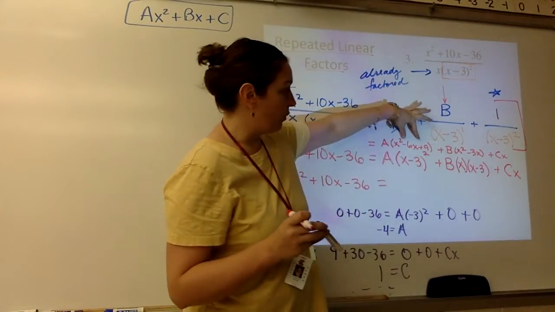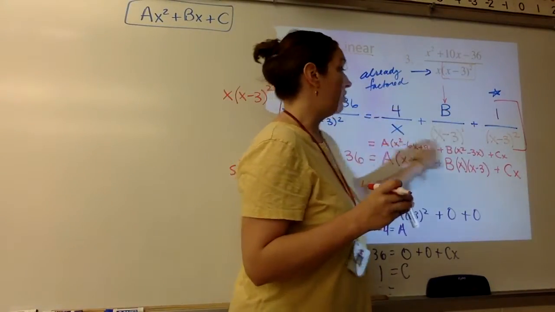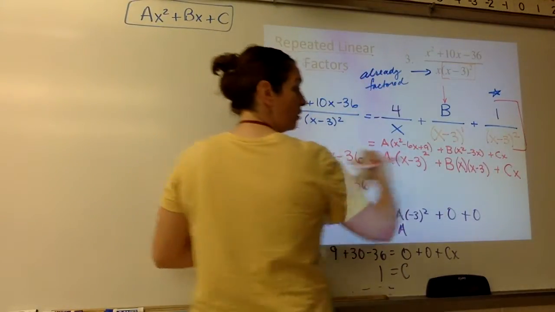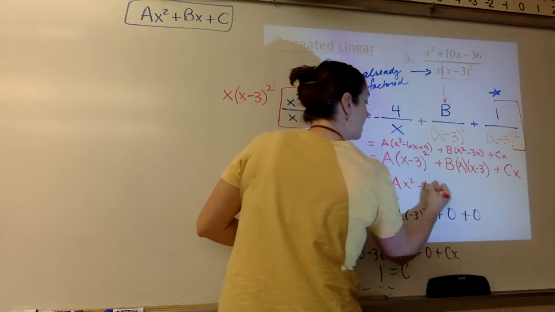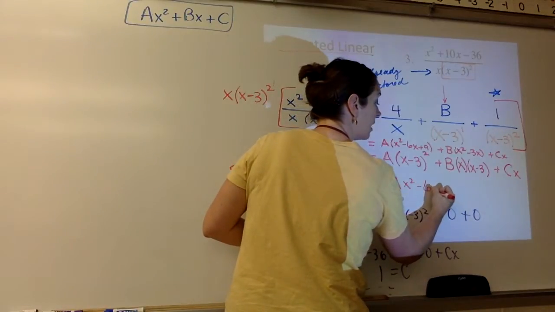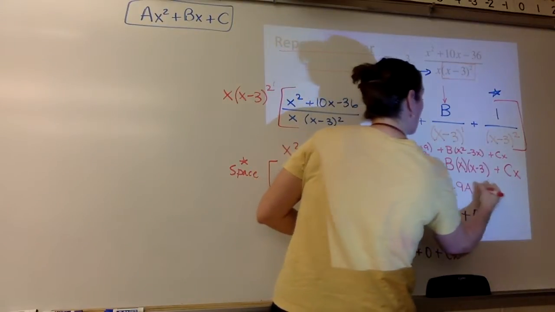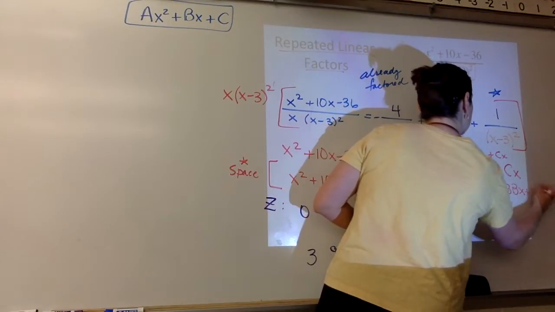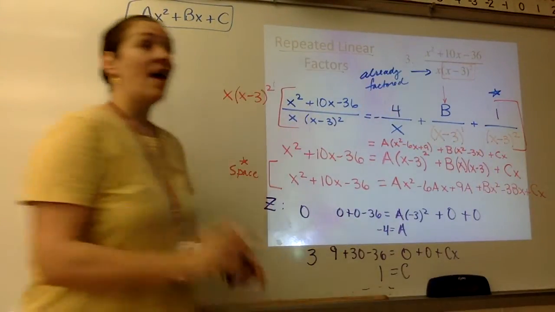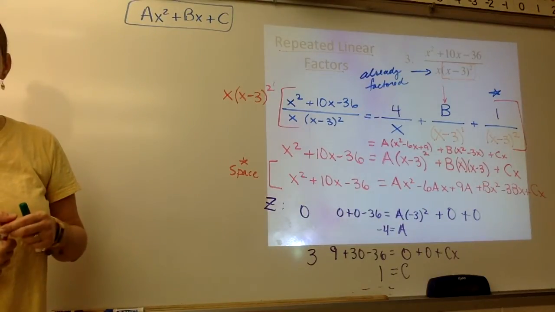So notice I foiled out the quantity. I distributed the x, wrote that here. But now I need to go through and multiply. So I have ax squared minus 6ax plus 9a plus bx squared minus 3bx plus cx. That's probably the worst part of this procedure, having to do that.